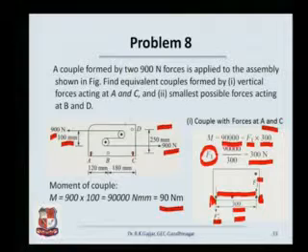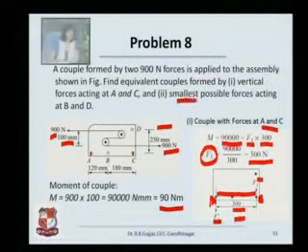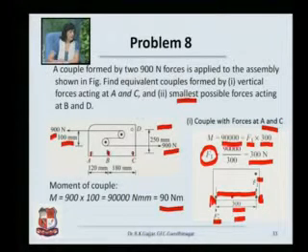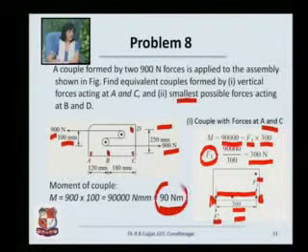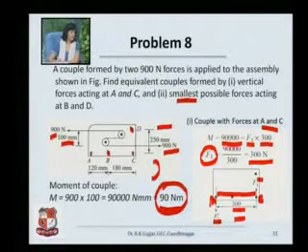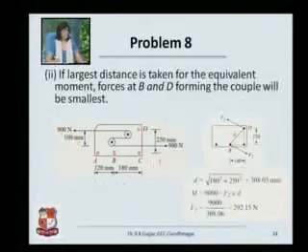The second part says find out the smallest possible forces acting at B and D, at this point and at this point. They have to be once again forming a couple. So they have to be equal and opposite in nature and having certain distance between B and D. But at the same time, you already know that they should give a couple having moment of 90 Newton meters. In which direction? In the anticlockwise direction.